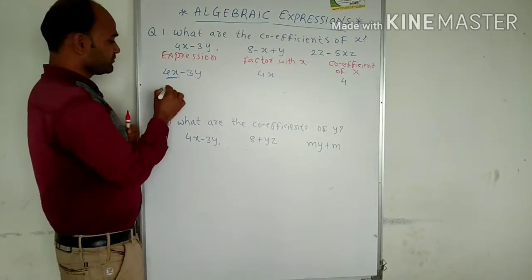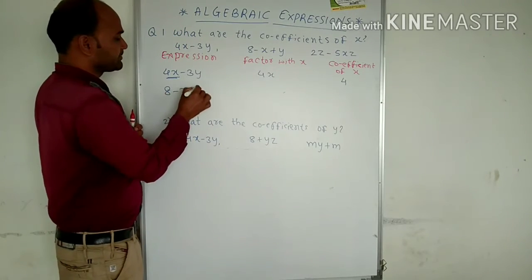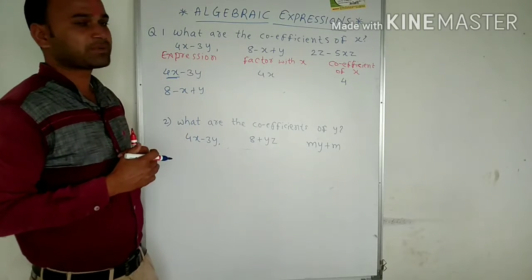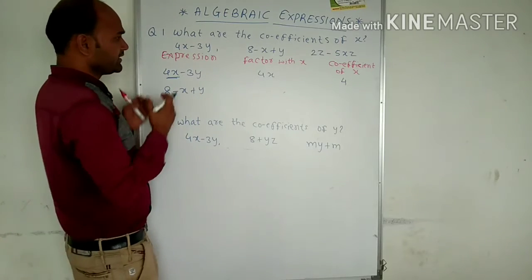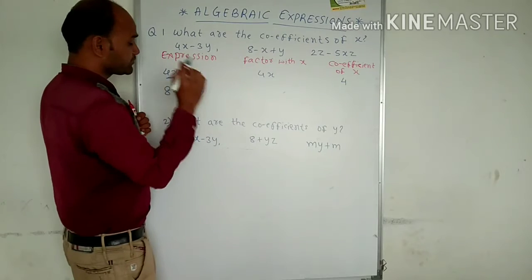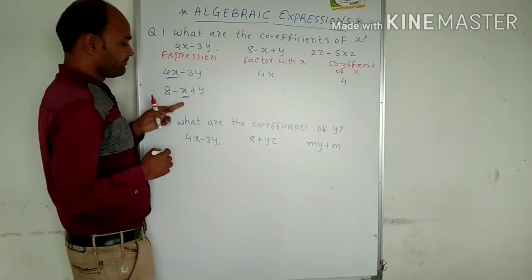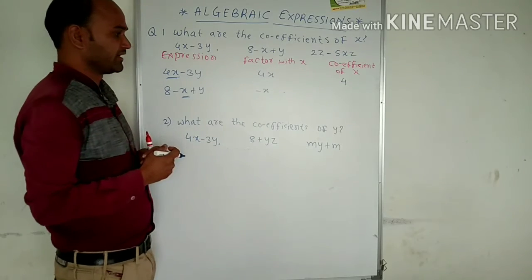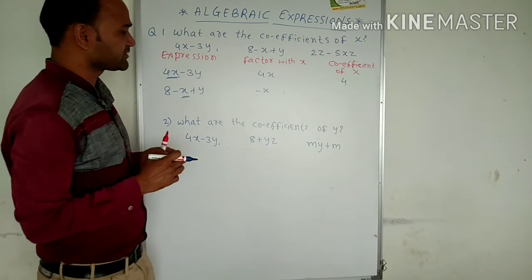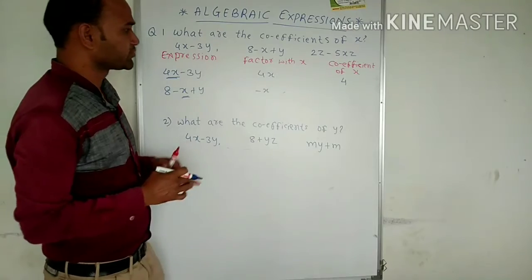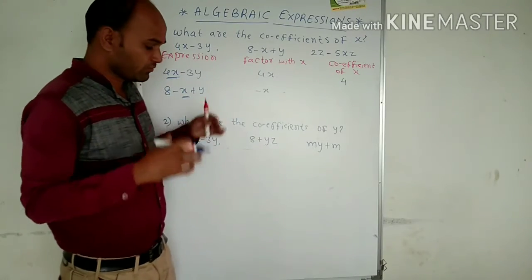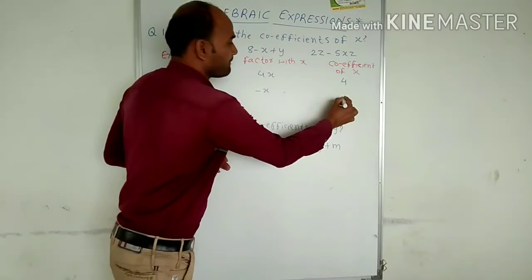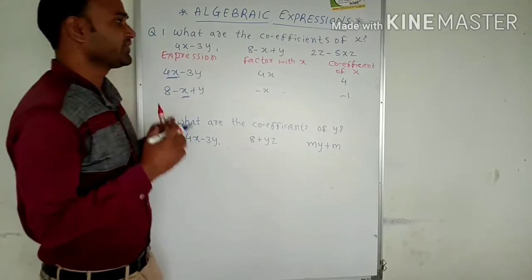So the next expression we can take here is 8 minus x plus y. So here the term which has the x is only minus x. So what is the coefficient of minus x? We can take here that no numerical number is there, so only minus 1 is the coefficient of x.